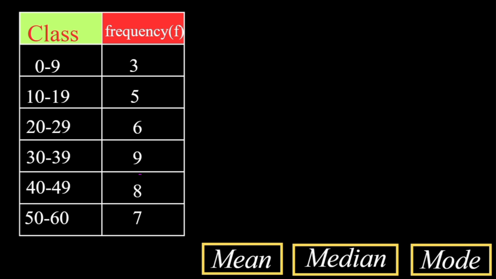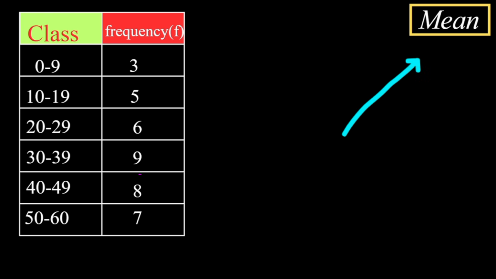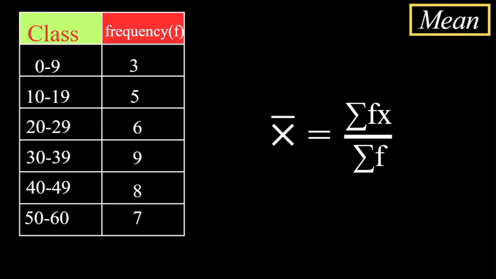Now let us go ahead and begin by taking care of the mean. The mean is basically denoted by x bar, that is an x with a dash on it, and it is given by the summation of f of x divided by the summation of f. You notice that we have a column of frequency here, that is basically f, so you can get the summation by adding this 3 plus 5 plus 6, then plus 9 plus 8, and lastly plus 7. And this gives us a total of 38 as the summation of f.